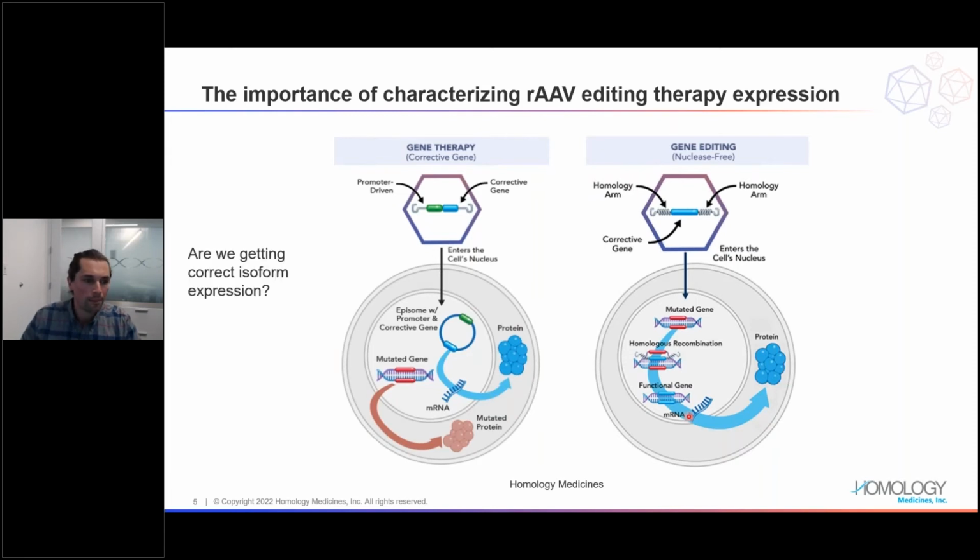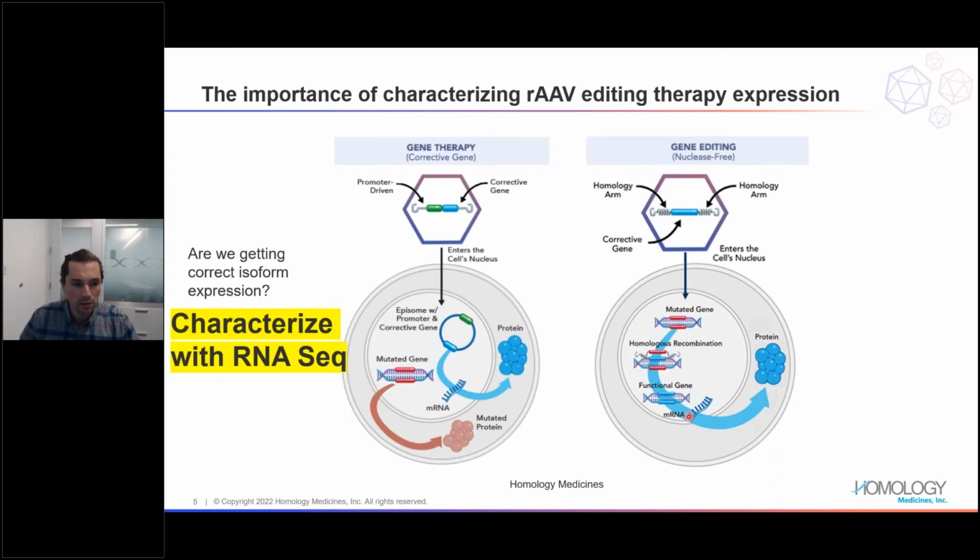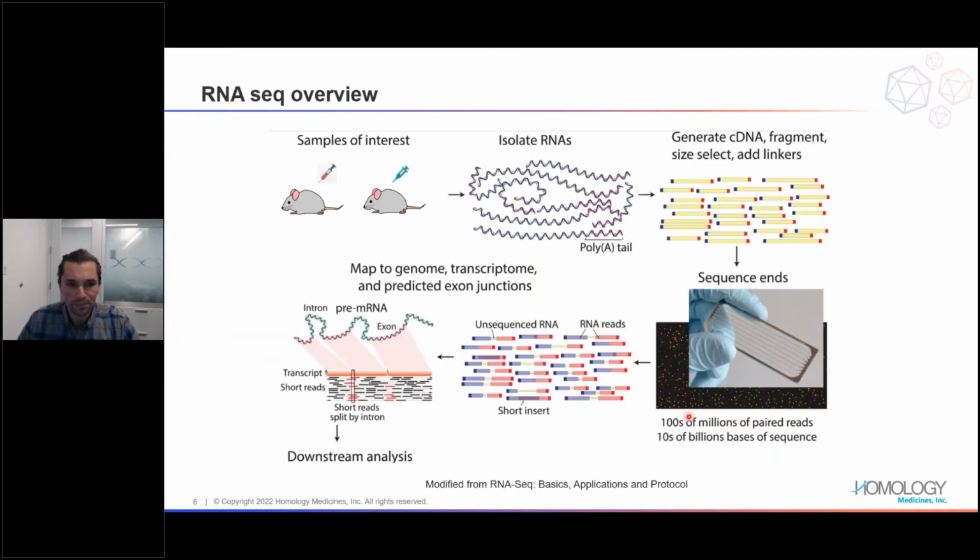And so the question, are we getting correct isoform expression? The natural way to do that is to characterize with RNA-seq. This is just a real brief background of what RNA-seq is. You have two different samples represented as two different mice receiving two different therapies. You carry that experiment out, and then you isolate the RNAs. You generate your cDNA library. In this scenario, they're using the poly-A tail to generate the cDNA library. You can also use other ways, such as random hexamers or gene-specific primers.